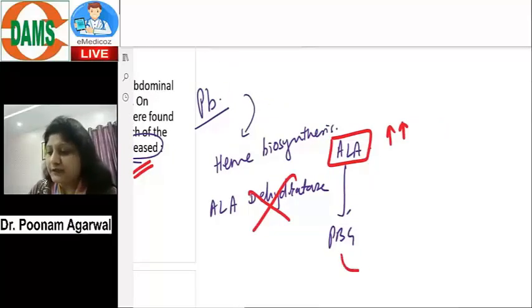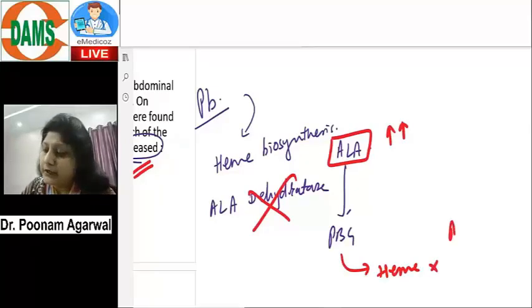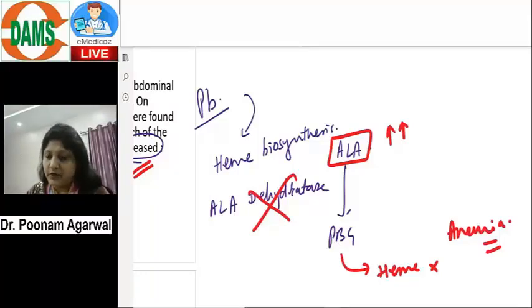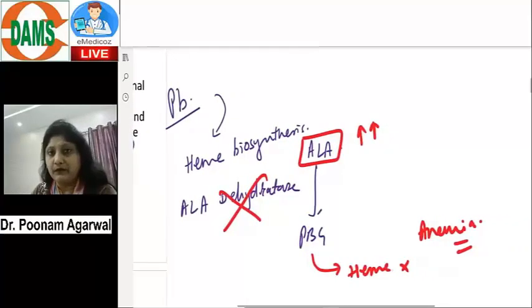And of course, the further pathway is impeded and heme biosynthesis is badly affected. That is the reason of lead-induced anemia. The child who is presenting with lead toxicity is often presenting with anemia, along with other symptoms which are given in this particular case, the abdominal pain, the neurovisceral finding.